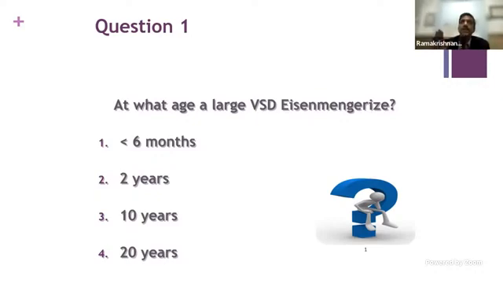So by and large, all large VSDs may Eisenmengerize by around 2 years. The proportion that remains operable goes down steeply after 2 years. And sometimes a large VSD may Eisenmengerize very early.